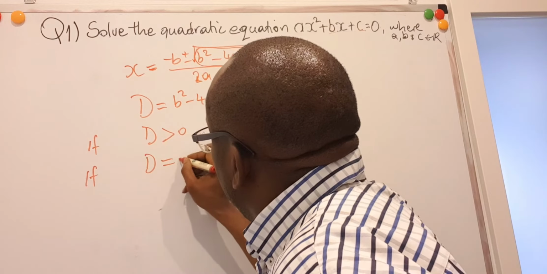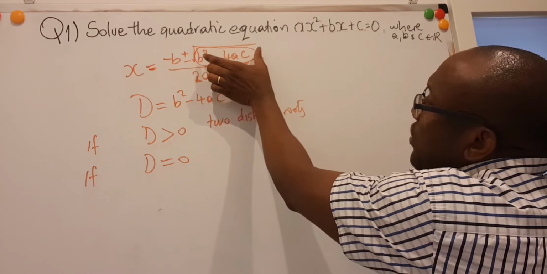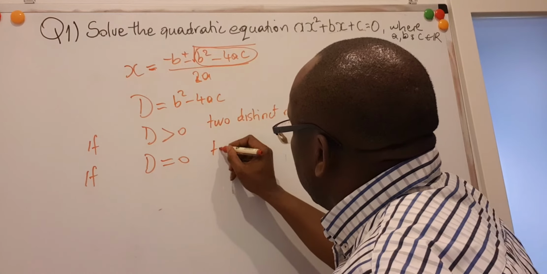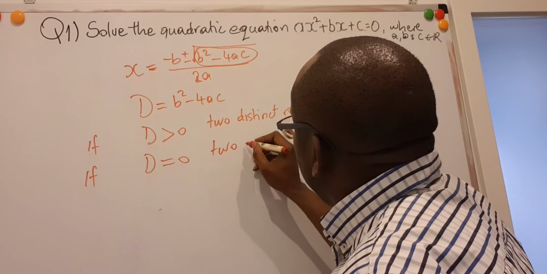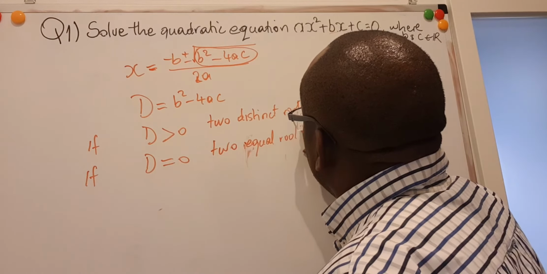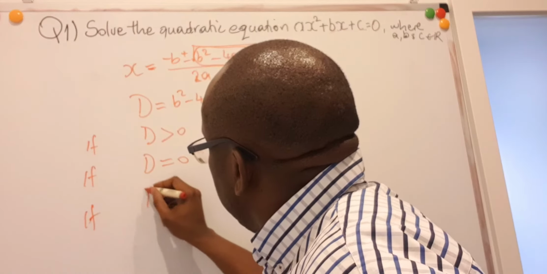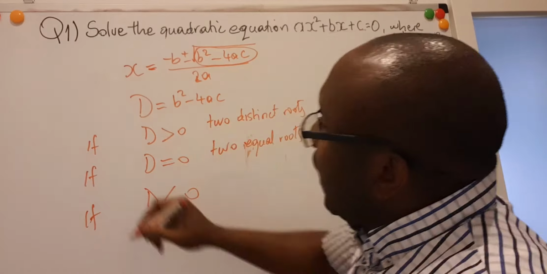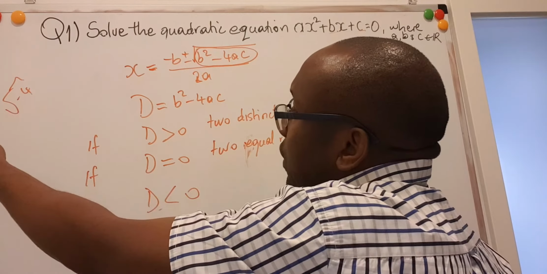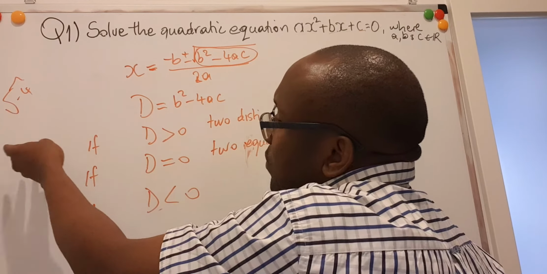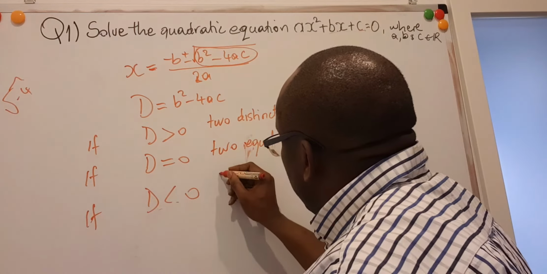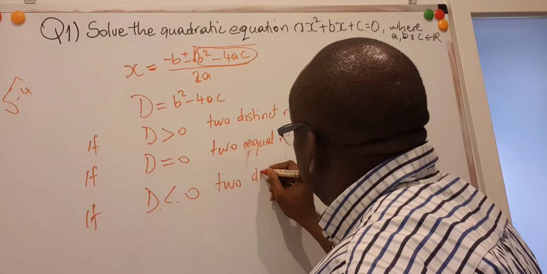If d is equal to 0, then this part is 0 and the square root of 0 is 0, and there is no difference between plus or minus 0. We still get two roots, but they are the same, they are equal. Two equal roots, I'll just say. If d is less than 0, it means it's negative, like the square root of minus 4. In the past, you would say that, under the real number environment, you will not be able to solve that. But now at advanced level, you've learned that this can be expressed as a complex number. So if we have this, we have two distinct complex roots.